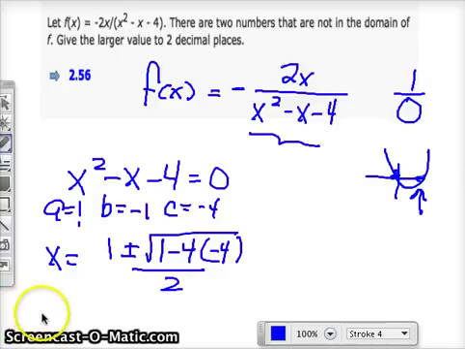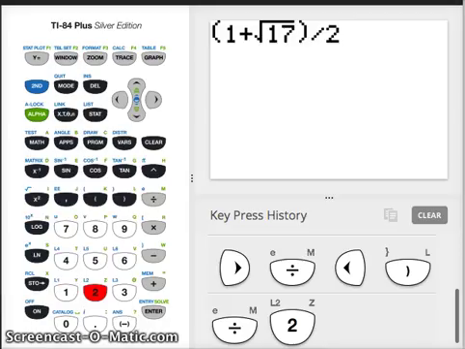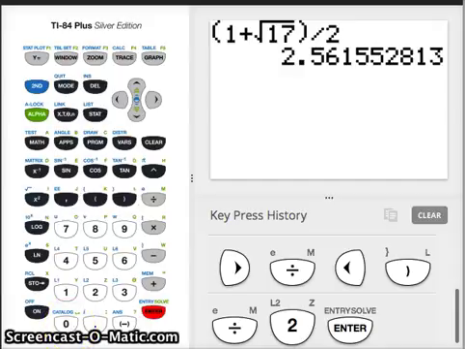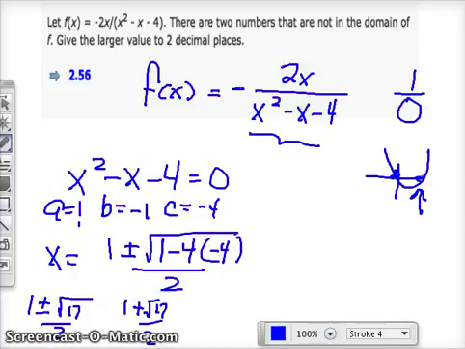All right, now let's clean it up a little bit. 1 plus or minus radical 17 over 2. Now, if we think a little bit ahead, we realize we have 1 plus radical 17 and 1 minus radical 17, obviously 1 plus radical 17 over 2 is the larger of the two values. Okay, so I typed that in my calculator, 1 plus radical 17 over 2, 2.56. So if we look back over there, right, 2.56.